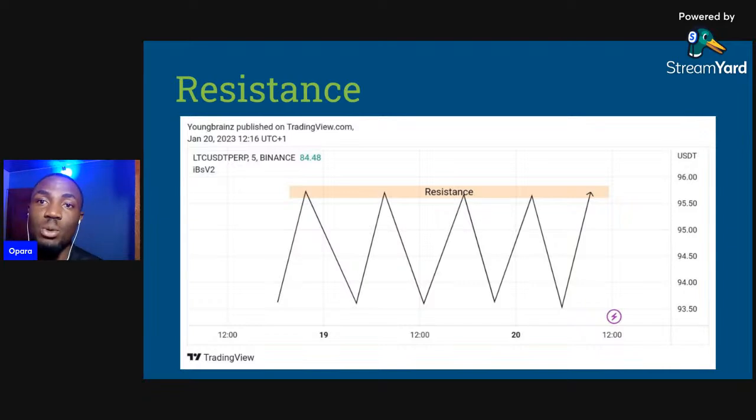Price gets to that particular point, and what happened? There's an immediate pullback. Price decides to go up again. It got to that particular point, there's an immediate pullback, and it decides to go up again. You can see that this is what we call the idea of support and resistance.